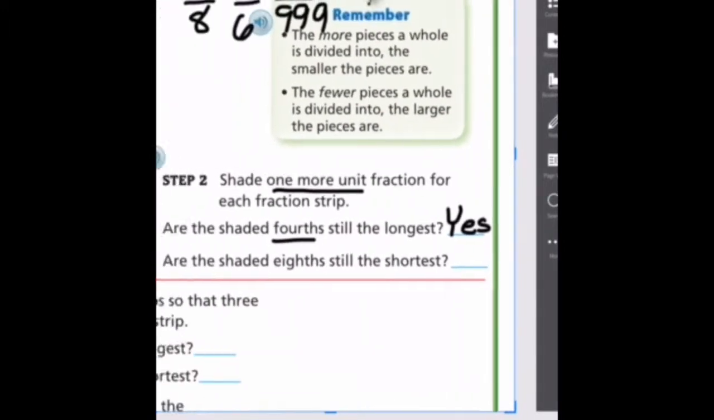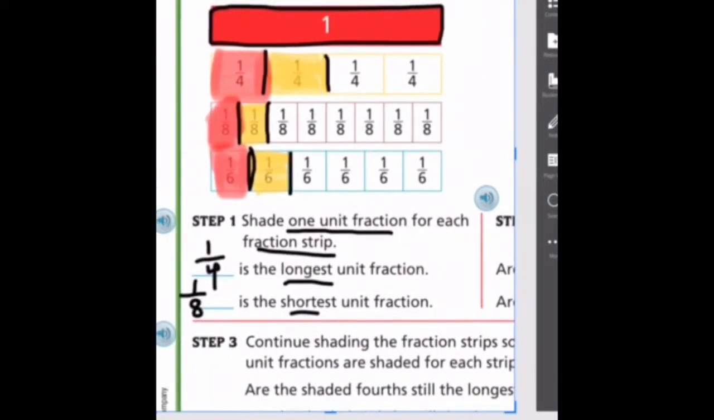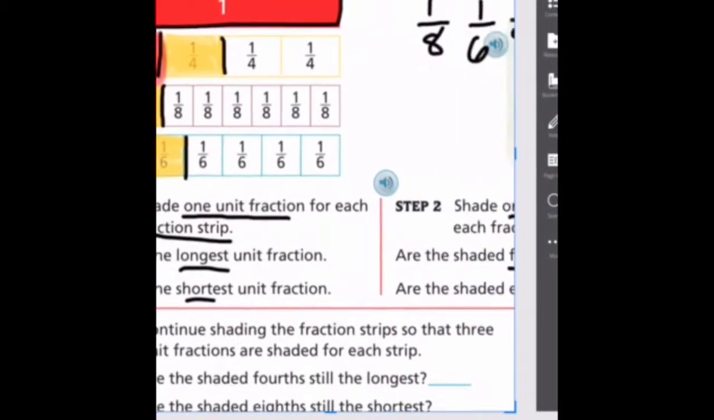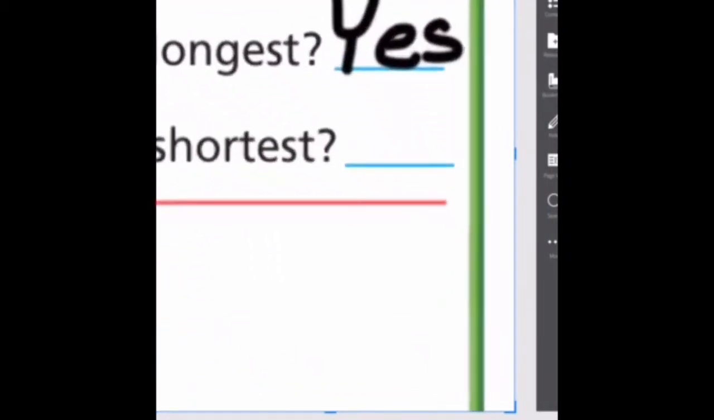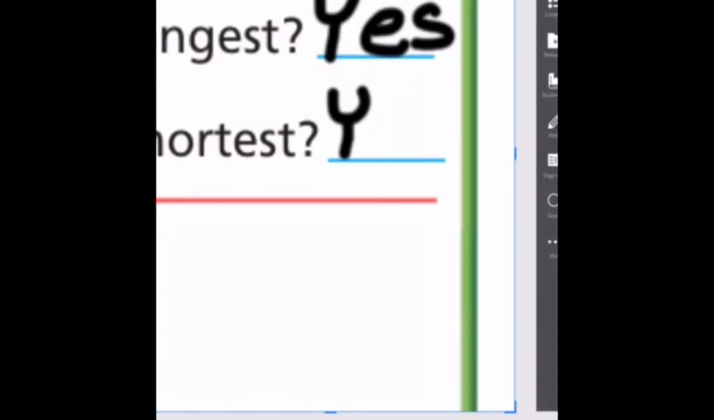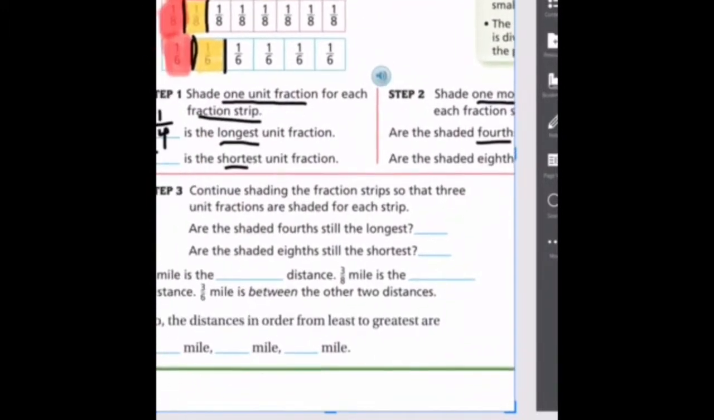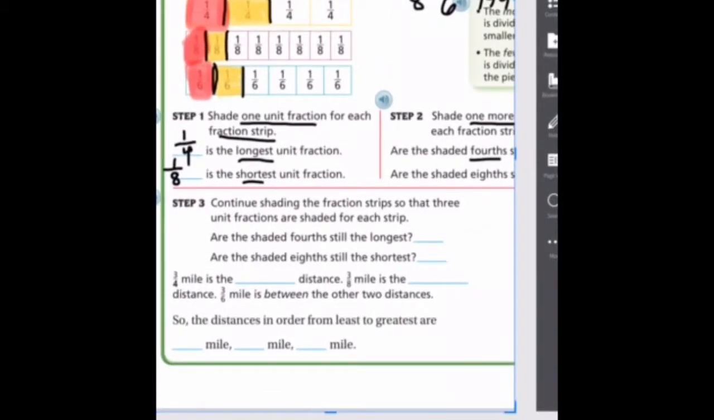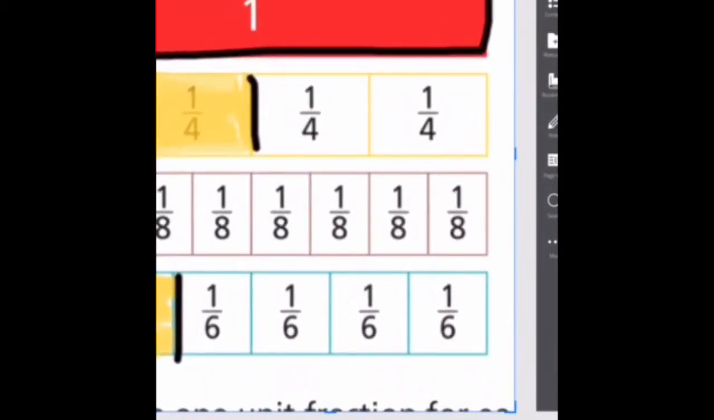And are the shaded 8ths still the shortest? And we can see that they are. So we'll say yes to that one as well. We really haven't answered our question yet, but we're just going step by step. Okay, step 3. Continue shading the fraction strips so that 3 unit fractions are shaded. So come back up here. We're going to shade a 3rd one.